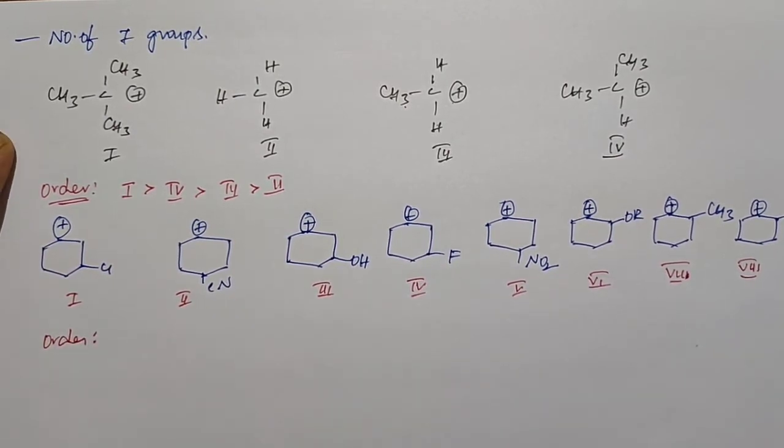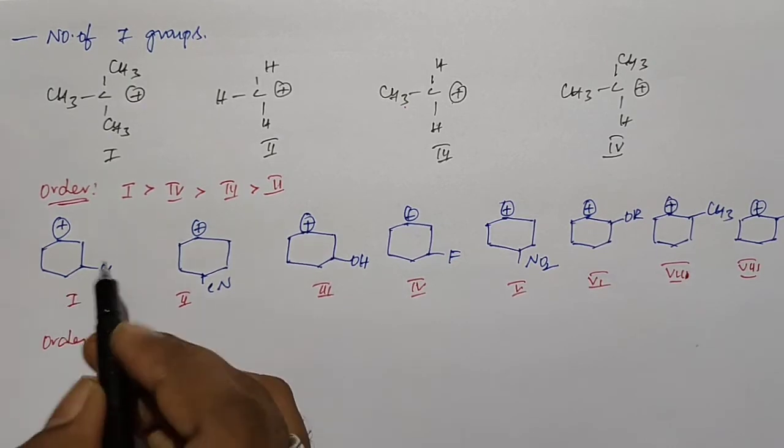So we need to arrange these 8 structures based on the order of their stability. Up to now I just gave examples separately for power, for number of I groups, and for the distance. Now in this section I just give the mixed example. So we need to arrange those compounds from high stability to low stability.